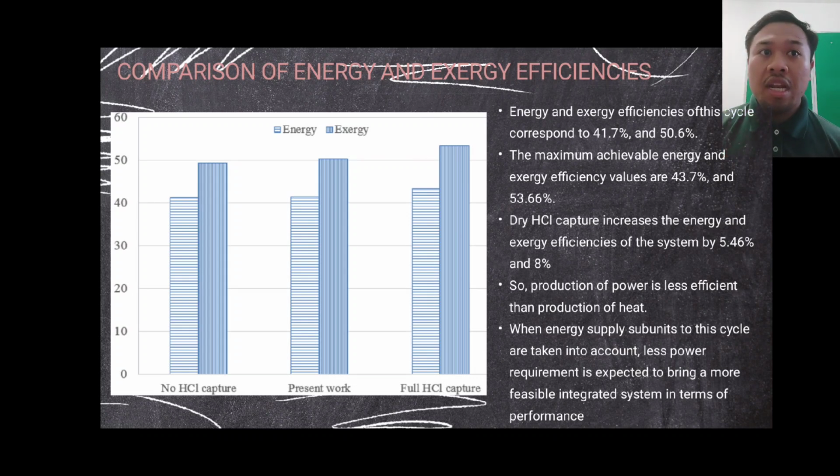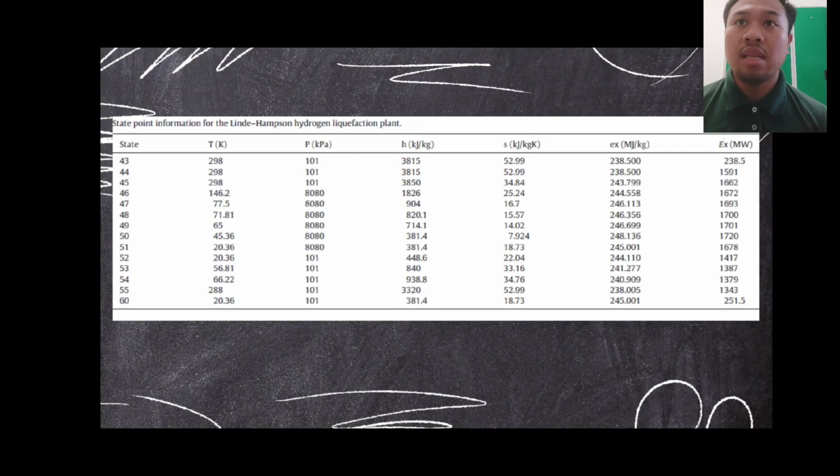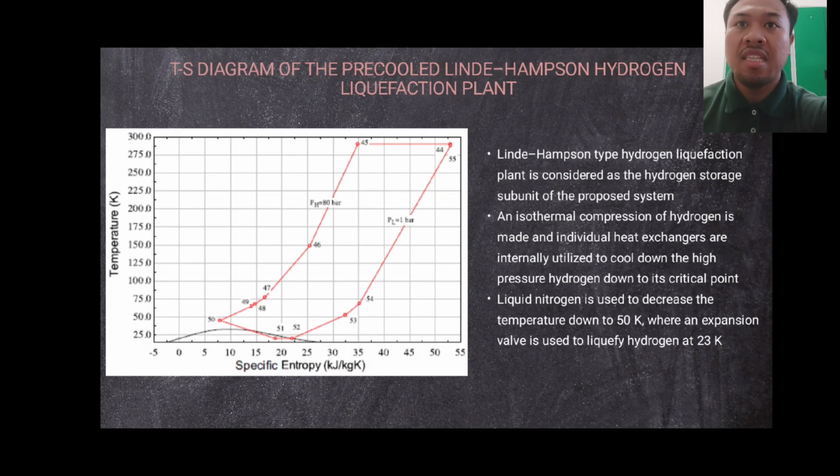And also, when energy supply subunit to this cycle are taken into account, less power requirement is expected to bring a more feasible integrated system in terms of performance. Next, this is the result of Linde-Hampson hydrogen liquefaction plant. And next, this is the TS diagram of Linde-Hampson hydrogen liquefaction plant. Linde-Hampson type hydrogen liquefaction plant is considered as the hydrogen storage subunit of the proposed system.